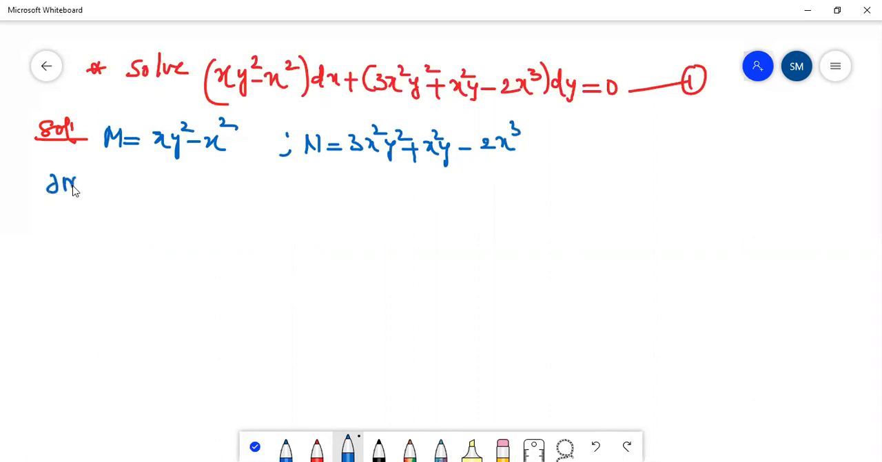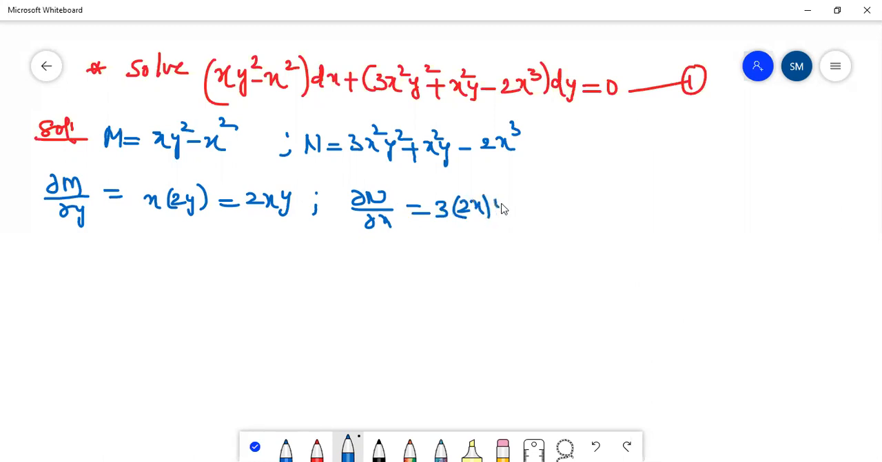Here, M is differentiated with respect to y. The derivative of xy square is 2xy, so this is equal to 2xy only. N is differentiated with respect to x. It is equal to 3 into 2x into y square plus 2xy minus 2 into 3x square, which is equal to 6xy square plus 2xy minus 6x square.